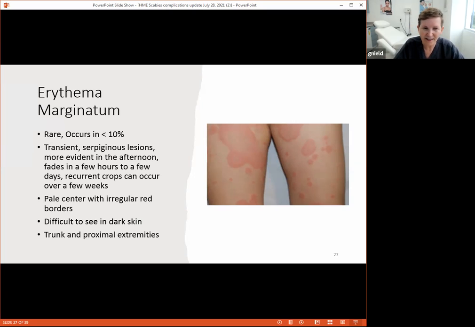So it's rare, less than 10%. They're transient. They're these irregular bordered serpiginous lesions. They're more evident in the afternoon, so they can fade away and then reoccur. Crops can occur over a few weeks, and they have a pale center with red irregular borders. But it can be difficult, as we know, to see erythema in darker skin. If it is there, it's on the trunk and proximal extremities.